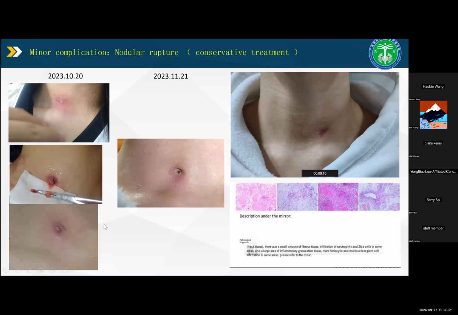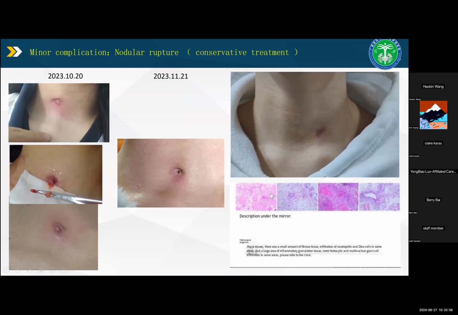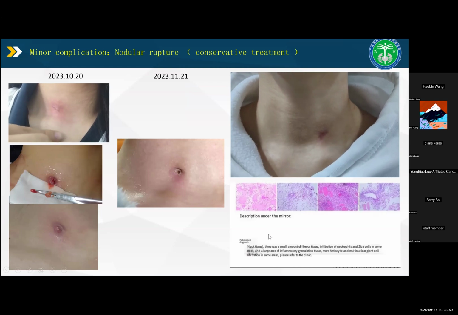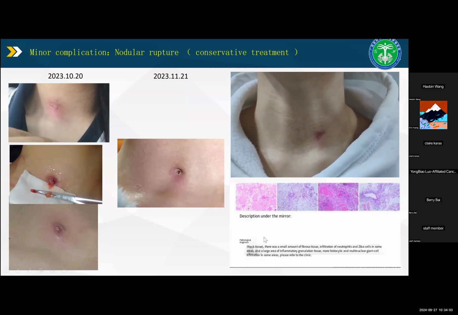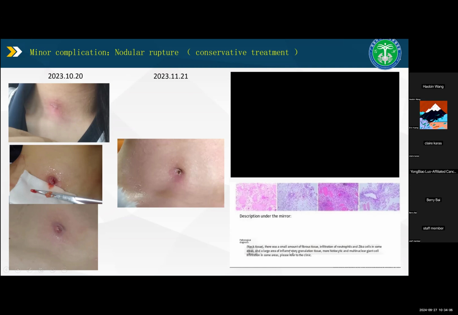Just after we thought it had healed, about half a month later, some secretion appeared in the scar of the patient's skin, and after we punctured it, there was some necrotic granulation tissue inside. And here we can see this tissue. We sent the necrotic granulation tissue to pathology, and the pathological diagnosis was a granulation tissue of some neutrophil.